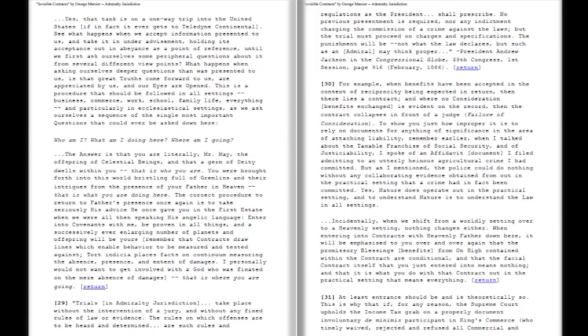Where am I going? The answer is that you are literally, Mr. May, the offspring of celestial beings, and that a germ of deity dwells within you. That is who you are. You were brought forth into this world bristling full of gremlins and their intrigues from the presence of your Father in heaven. That is what you are doing here.